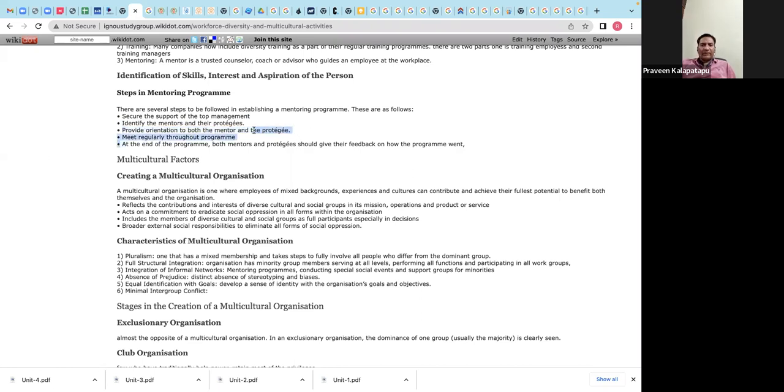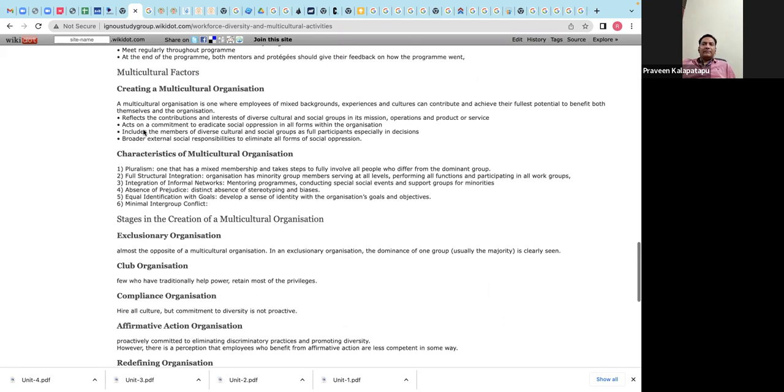I don't know this word protege. My assumption is that a protege is nothing but a mentee, because that is the word I know. Anyway, you need to orient both of them, the one who is mentoring and the one who is taking the mentorship. Meet regularly throughout the program and make sure that you see their progress. At the end of the program, you take feedback from both of them. These are the typical steps for any mentoring program conducted by an organization.